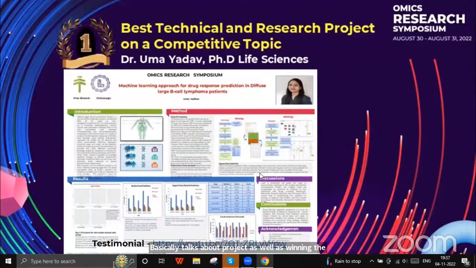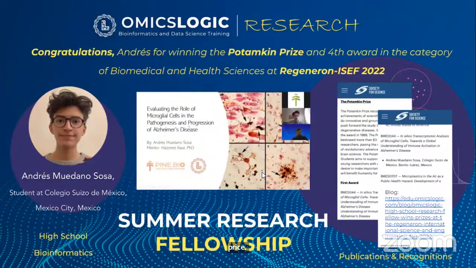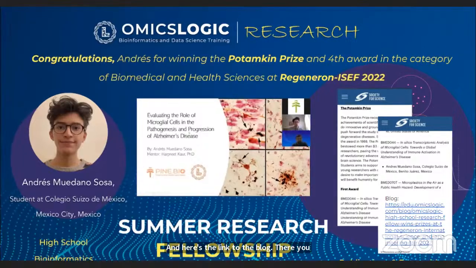The students are not just limited to graduates and doctorates. For instance, Andre Mordeno Sosa, a high school student in Mexico, presented his neuroscience project at the Regeneron International Science and Engineering Fair, for which he won the Potamkin Prize and the 4th award in the biomedical and health sciences category. And here's a link to the blog where you can read more about his work.